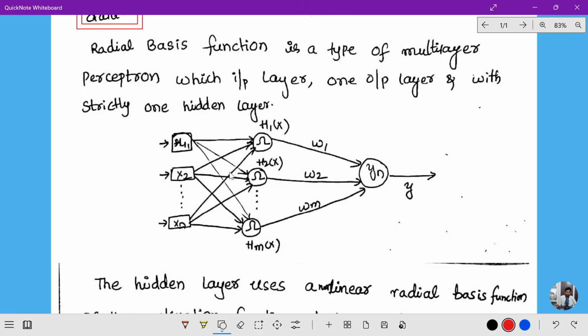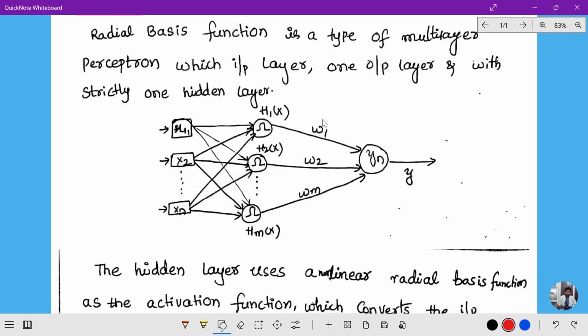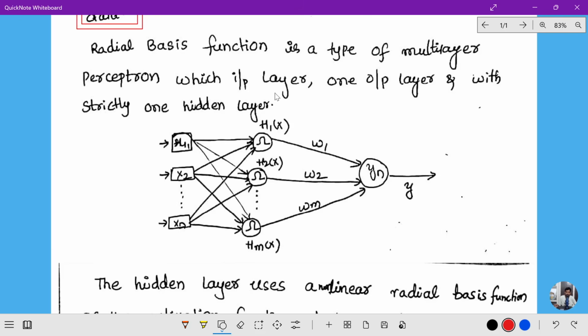Now we'll enter into our topic, the radial basis function. What is the meaning of radial basis function? A radial basis function network is a type of multi-layer perceptron. Please remember, it has one input layer and one output layer with strictly one hidden layer.